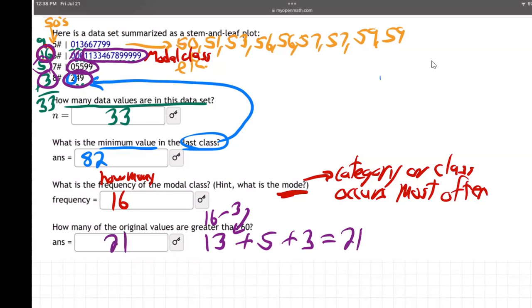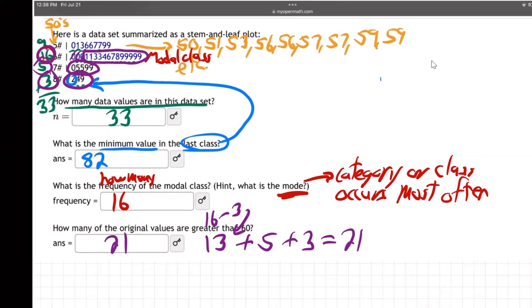21 numbers. Do you see how I came up with that? How many are greater than 60? So don't count 60. 60 itself is not greater than 60. So skip those. But starting at 61 and onward, all these numbers are greater than 60. So that would be 13 numbers here because 16 take away the 3, and then 5, and then 3. It's 13, 5, and 3. 21 numbers. So there we go.